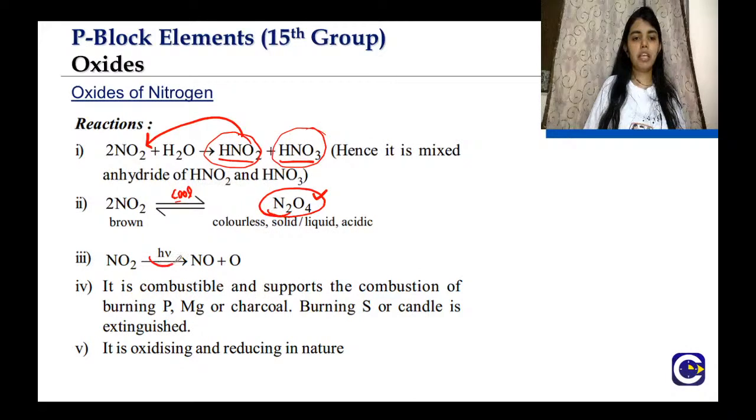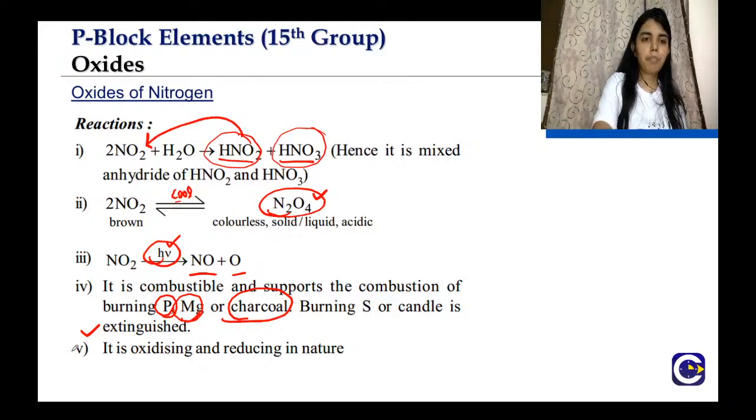NO2, if you treat it with photochemical decomposition, basically it will lead to the formation of NO and O. It is combustible and supports the combustion of burning phosphorus, magnesium or charcoal. Burning sulfur or candle is extinguished. Now next, fifth one is that it is oxidizing and reducing in nature.